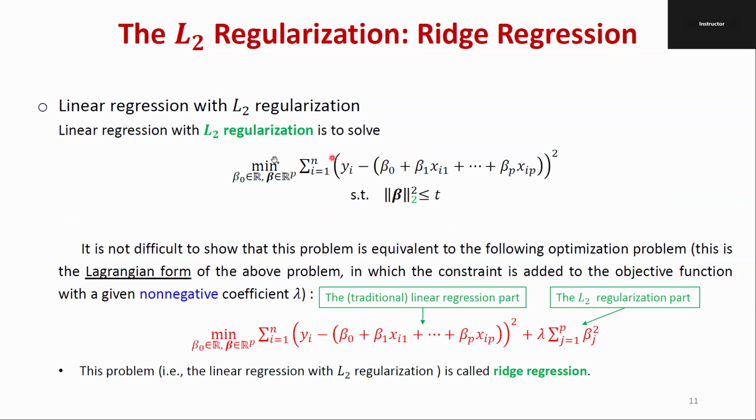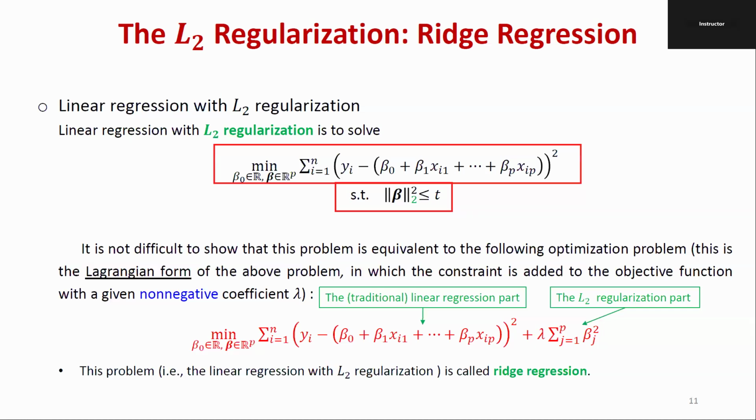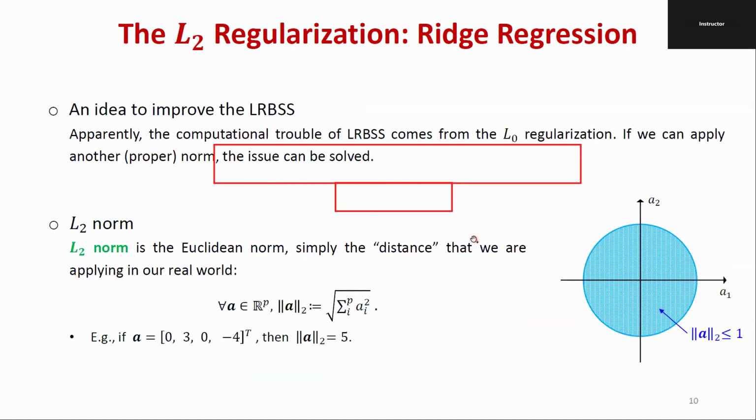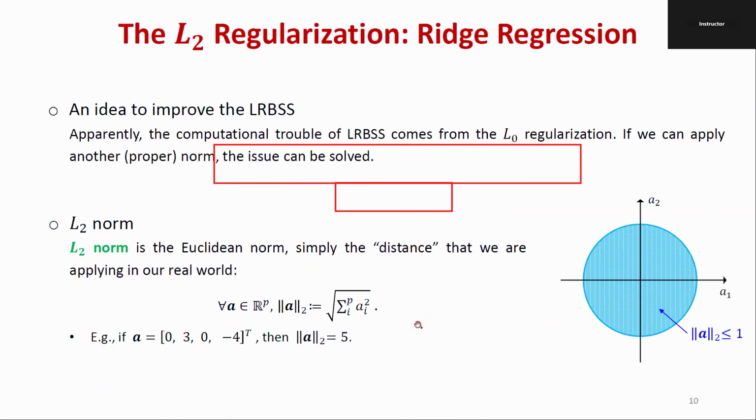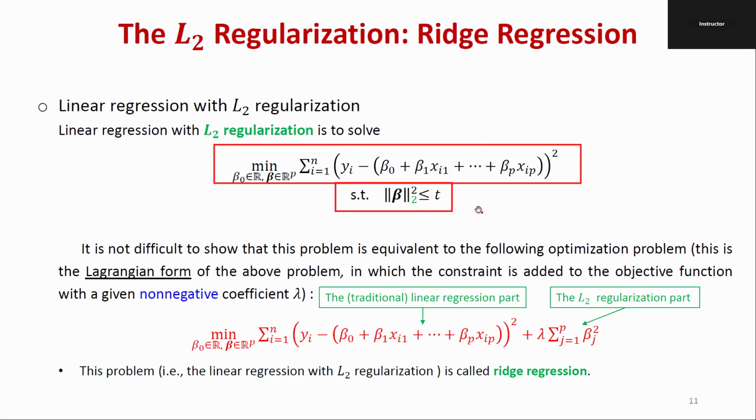Similarly, linear regression with this L2 regularization is to solve this problem. And again, you can see here the objective function is the same as our traditional least squares linear regression, but we have a constraint again, which is here. Compared to the previous zero norm, the only difference is that here we change the norm to be 2 instead of 0. Of course, we change the name of the right-hand side hyperparameter from k to t. The name is not a big deal, but the big deal is that the norm is the L2 norm instead of the L0 norm. This problem is actually very simple to solve.